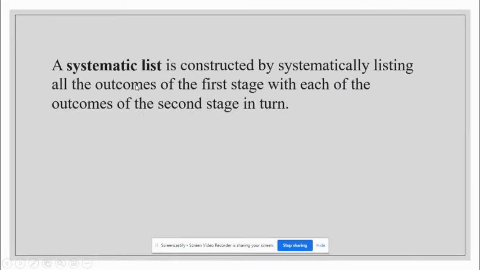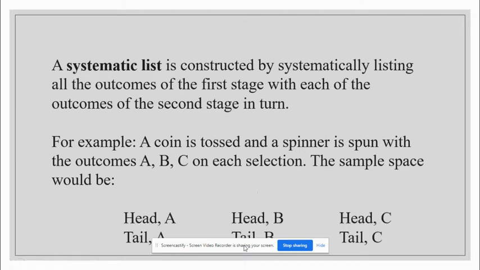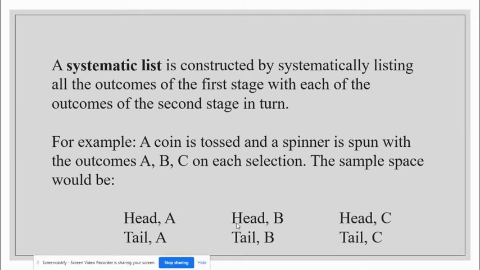A systematic list, so that's something else, is constructed by systematically listing all the outcomes of the first stage with the outcomes of the second stage. To me, it's the table without the lines. So a coin is tossed and a spinner is spun with the outcomes A, B, C. So you've got heads and tails, and you've got A, B, C. Your sample space is going to be: head A, head B, head C, tail A, tail B, tail C. Remember to space them out and put commas in so it's clear for people to see. For the answers, you can put them underneath each other if that makes it easier for you.